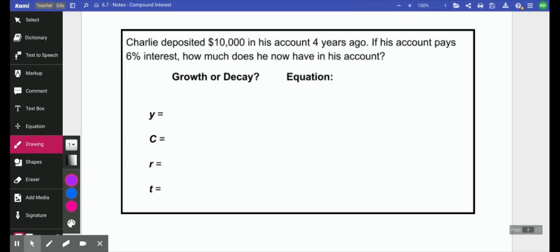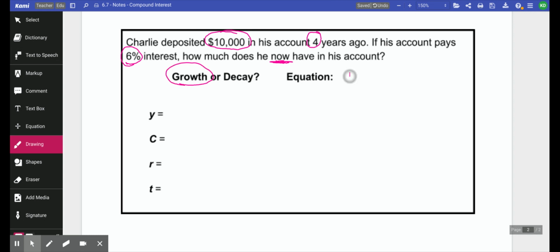One more example here. Same idea. So let's just go through this process. We should be pretty good at it by now. We are depositing, or Charlie is depositing, $10,000 in an account 4 years ago. So if his account pays 6% interest, how much does he have now? So this one's worded differently. We're starting 4 years ago. We have 6% interest, and we want to find out how much he has now. So this is still talking about 4 years later. So he put $10,000 in a bank account. We know it's going to have interest, so this is going to be an exponential growth problem.